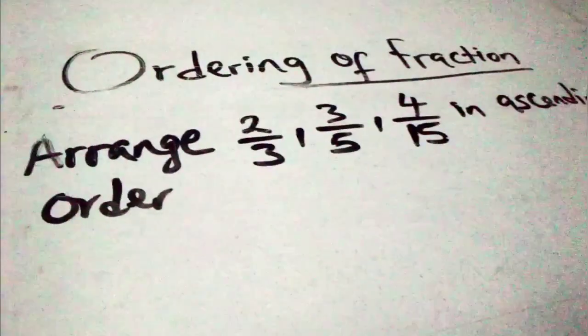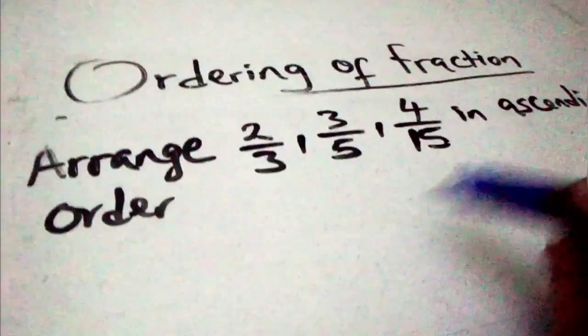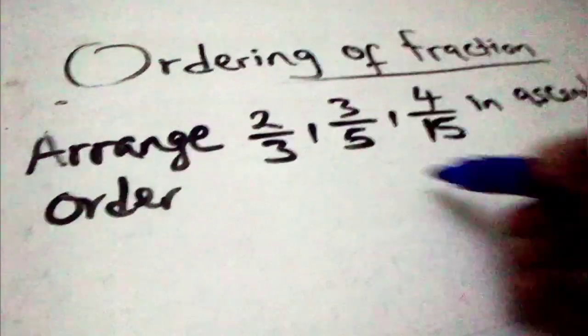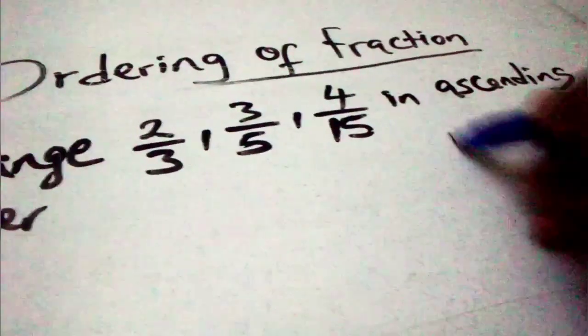Convert them to their equivalent fractions by first of all finding their LCM. You have to find the LCM of the denominators, and the denominators are 3, 5, and 15. So let me find the LCM of 3, 5, and 15 here.